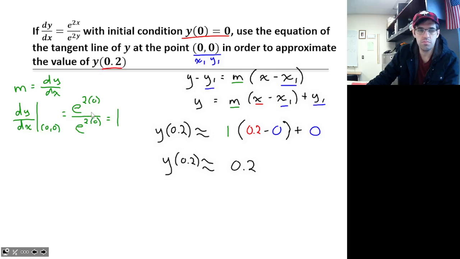Now, if you perform the antiderivative for this, and you use differential equations to integrate this, and you find out the actual equation, it'll probably make you laugh.